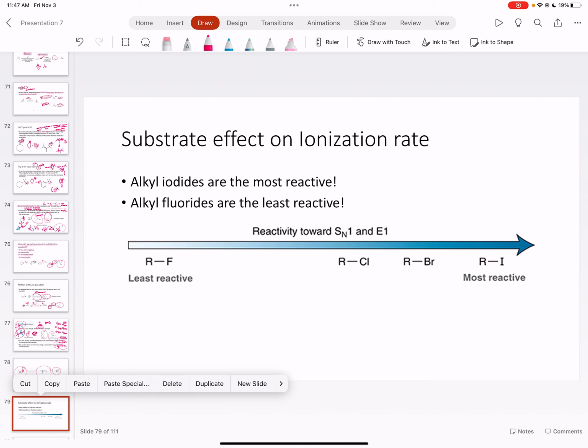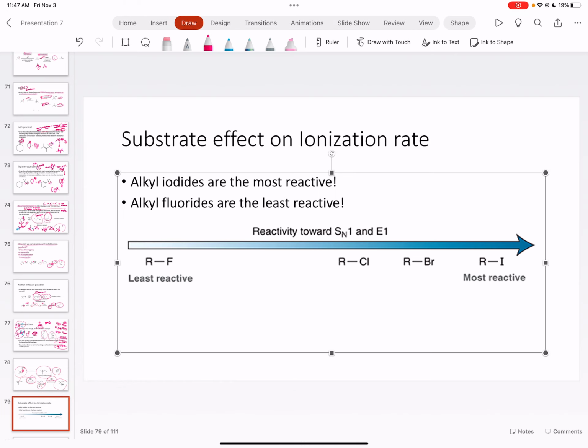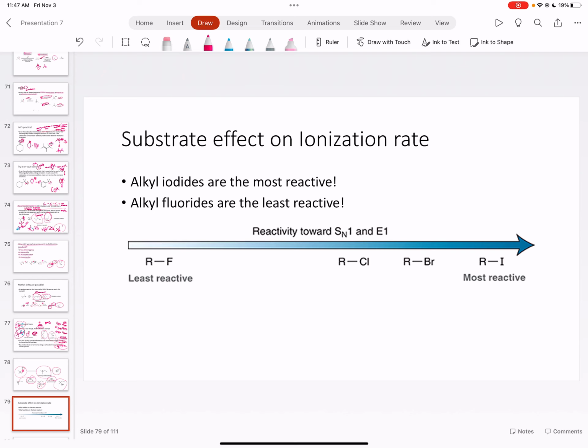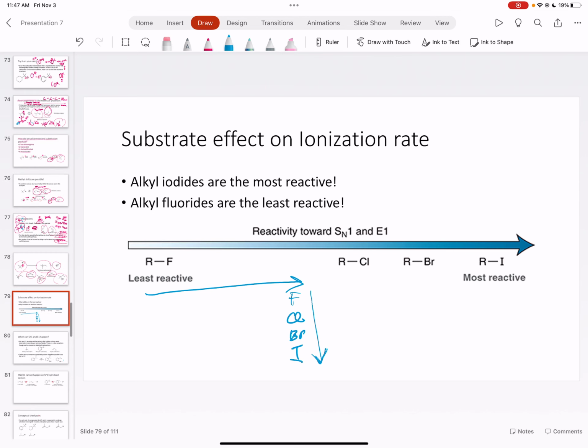So then, substrate effects on ionization rate. We have fluorine, chlorine, bromine, and iodine. If you think about it, in the periodic table, it goes like this, for just when we're doing reactions, but then afterwards it's gonna go like that. So the more reactive, the faster the reaction is gonna be.